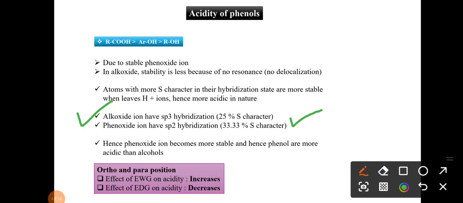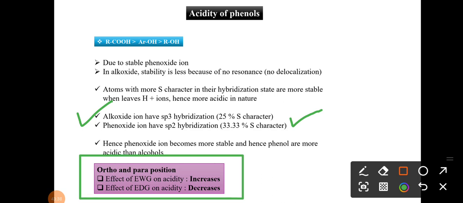It is depending on your hybridization, it is depending on your phenoxide ion. So what about the ortho and para positions? What is the effect of electron withdrawing groups and electron donating or electron releasing groups? That point is very important. Here you can see, basically electron withdrawing groups. So what is the effect of an electron withdrawing group on acidity?